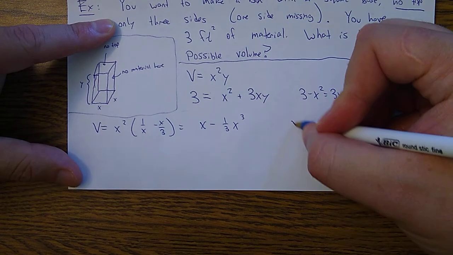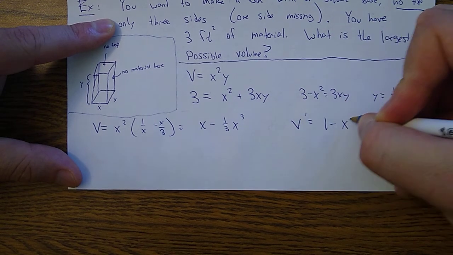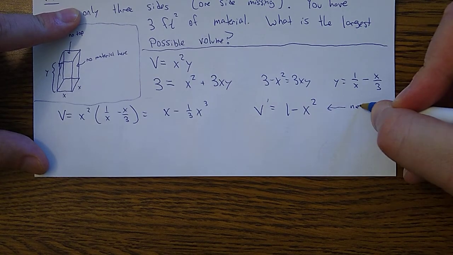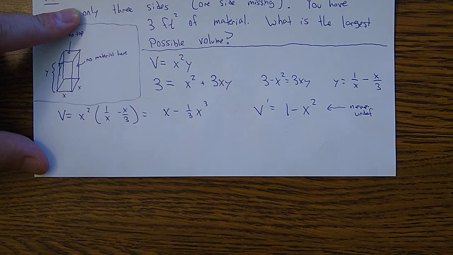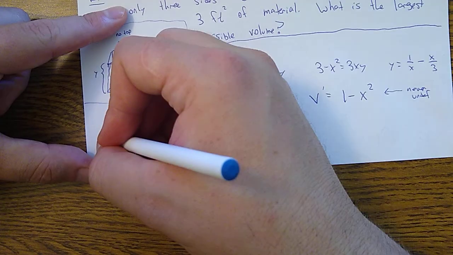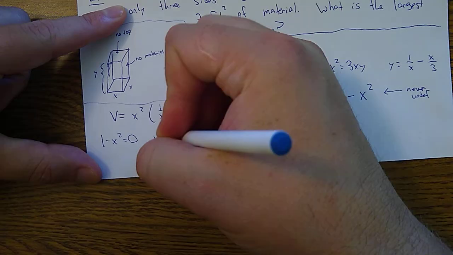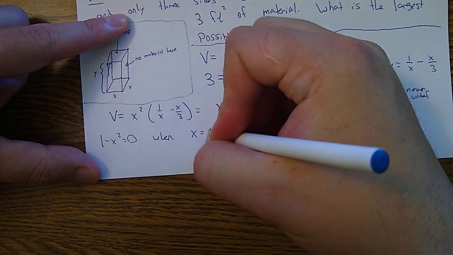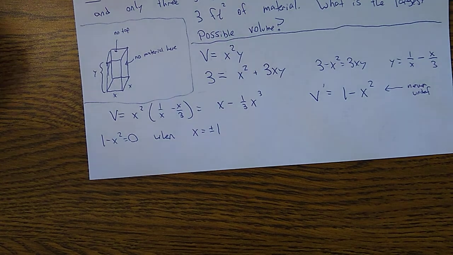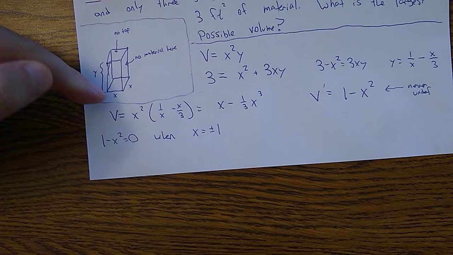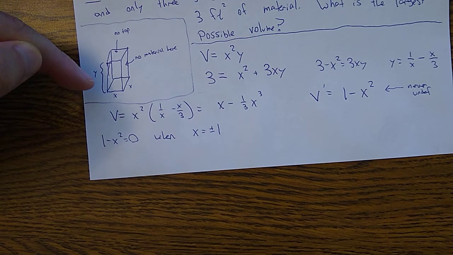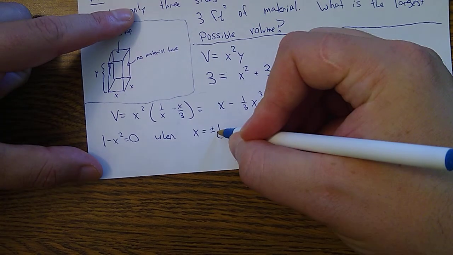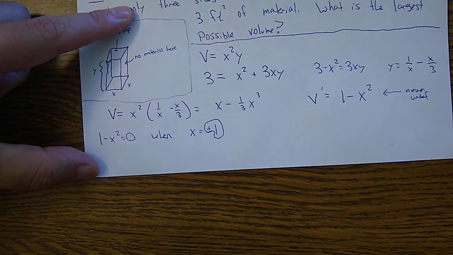Let's do the derivative. 1 minus x squared. It's never undefined. Set it equal to 0. So this would be x squared equals 1, so x is plus or minus 1. Now in this we want to use some common sense. x is the dimension of a box, so -1 doesn't make sense. It doesn't make sense for a box to have a side of length -1. So let's just take the positive one.